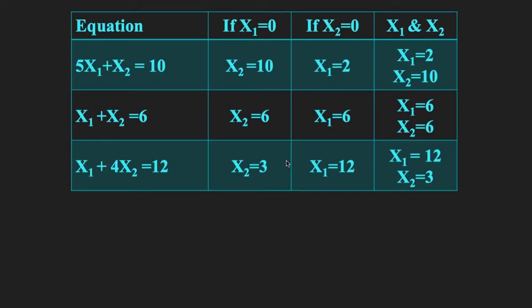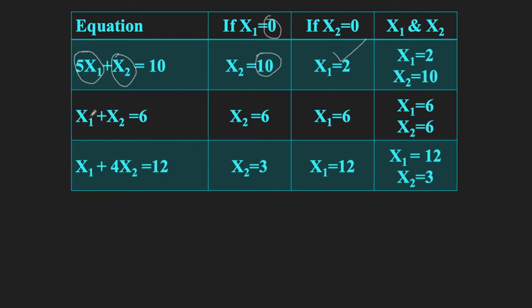Now see here, as I said, we have the first equation, and in that first equation we have x1 and x2 values, which we have to find out. If we place x1 is equal to 0 here, this whole part will become 0, and x2 is equal to 10, that is what we have here. Now if we put x2 is equal to 0, then 5x1 is equal to 10 and x1 is equal to 10 by 5, that is equal to 2 here. So we are going to get x1 is equal to 2 and x2 is equal to 10.